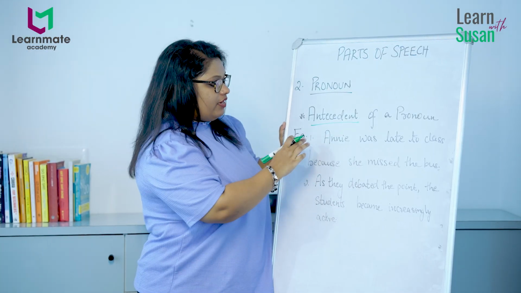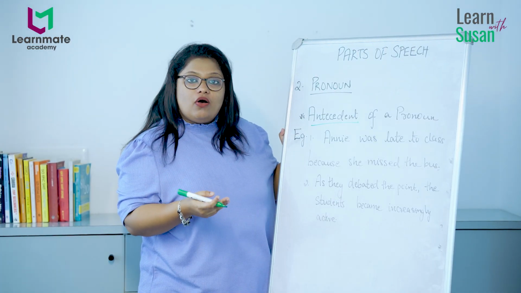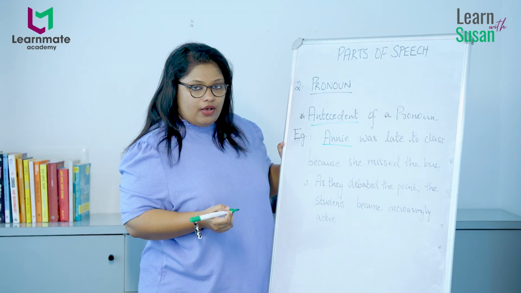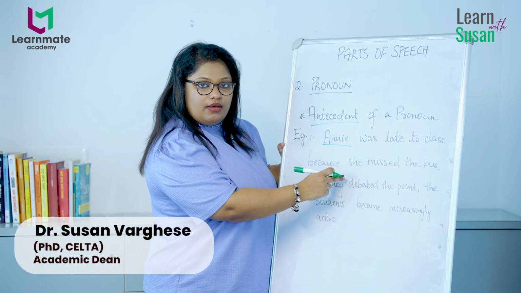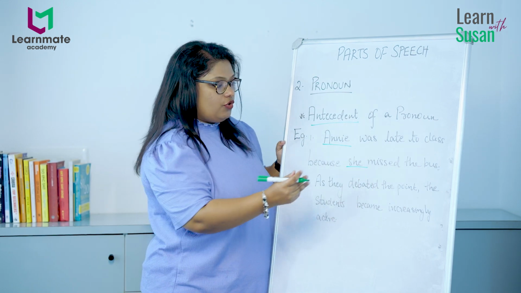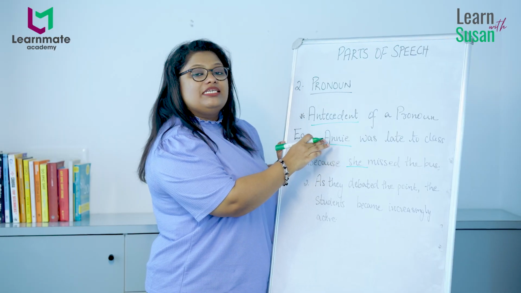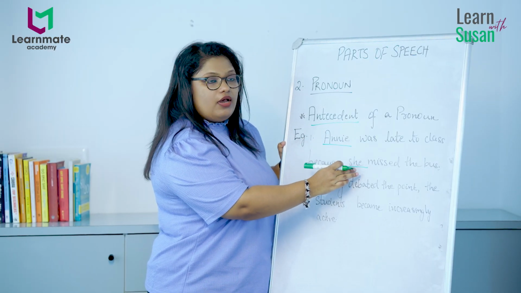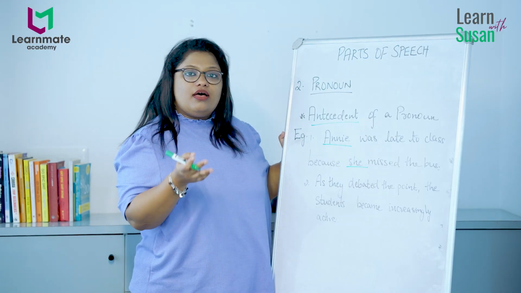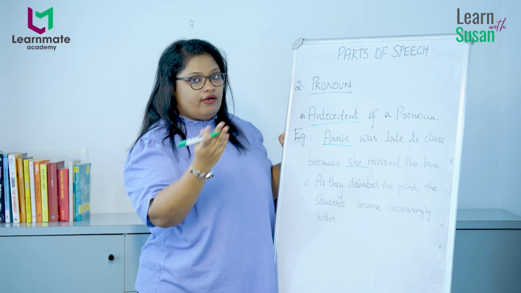For example, the sentence here, Annie was late to class because she missed the bus. So here I'm using the noun Annie, and to talk about her more, we use the pronoun she. So here Annie becomes the antecedent because it refers to the pronoun that we have used here. So always remember, antecedents either occur in front of a pronoun or after it.